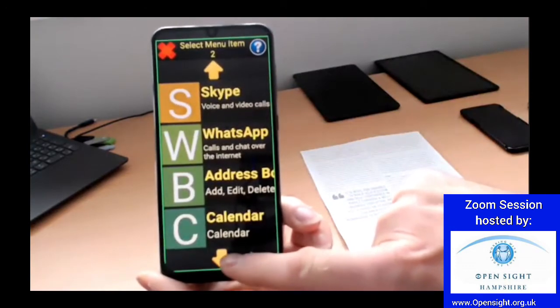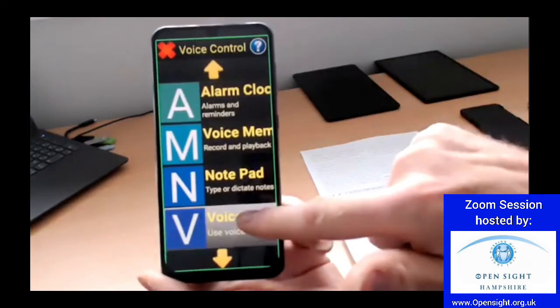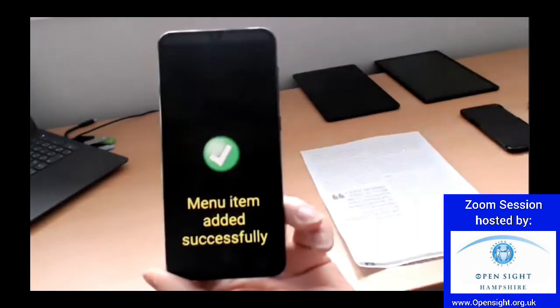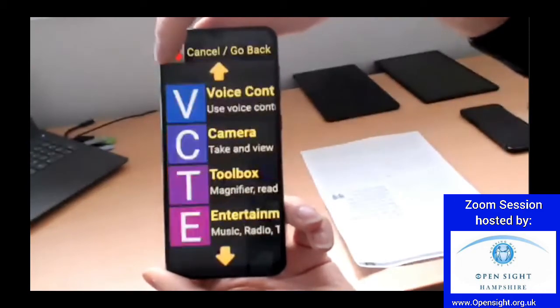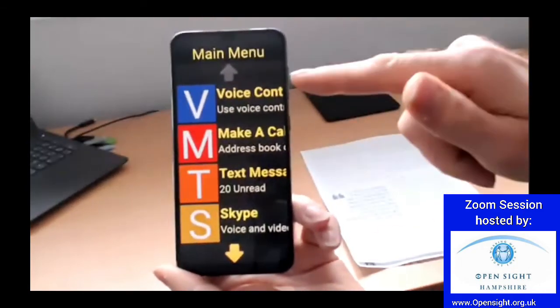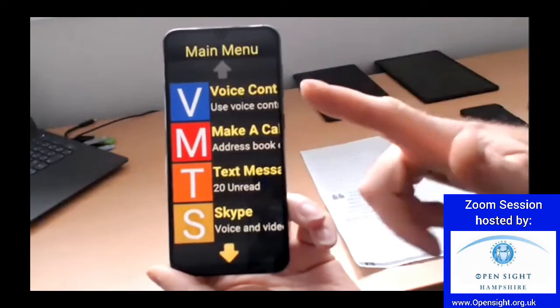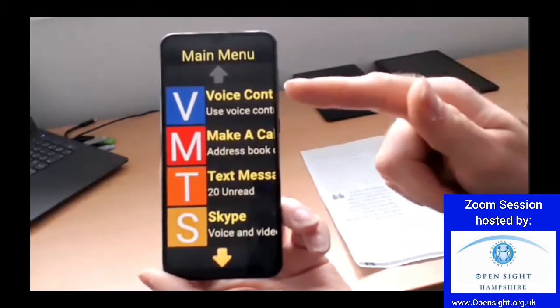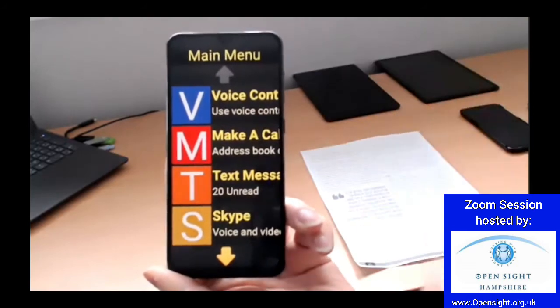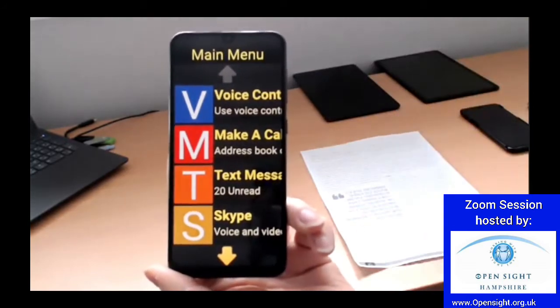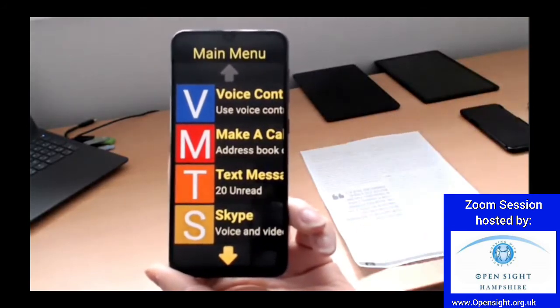Select the new menu item. Voice control. Menu item added successfully. Customize. And now the voice control option is at the top of the main menu. So you can either add in extra menu items, or you can delete ones that you don't want to use, to make the main menu shorter and easier to use.